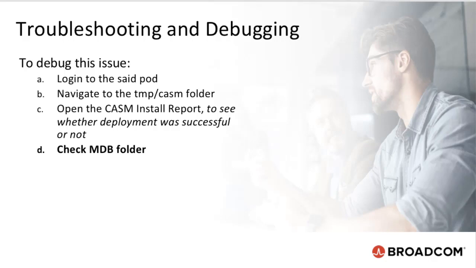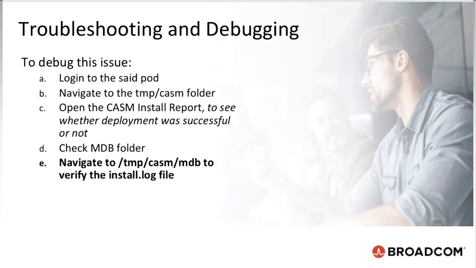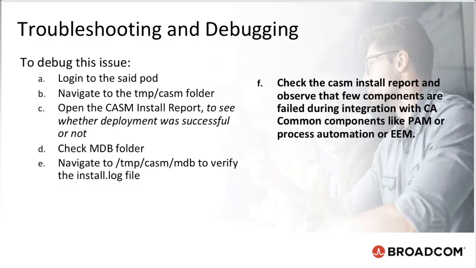You can also check the MDB folder. Navigate to /tmp/chasm/mdb to verify the install.log file. Check the chasm install report and observe that few components are failed during integration with CA common components like PAM or process automation or AIM.